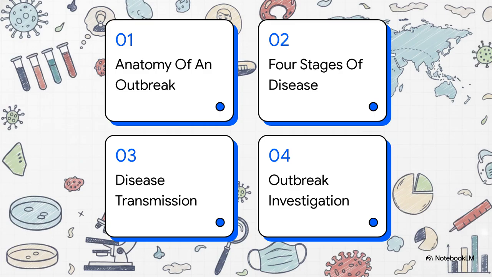We're going to cover 4 key areas today: the anatomy of an outbreak, the 4 stages of disease, how infectious diseases transmit, and finally, the step-by-step protocol for investigating a disease outbreak. Let's get right to work.